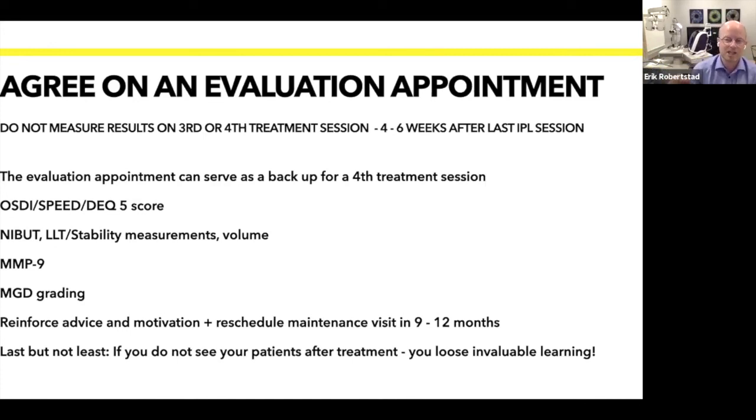But occasionally we get people back at 9 months. So I would normally schedule them on 12 months and I will tell them if you feel symptoms before your 12-month appointment, then just please call our practice and you can come earlier. And some people do that, not many. And last but not least, just stressing this, you need to see them again, you need to do the follow-up. Otherwise you will lose invaluable learning.